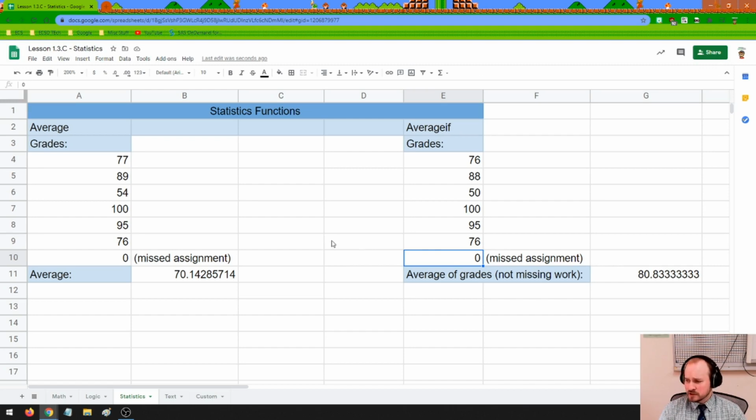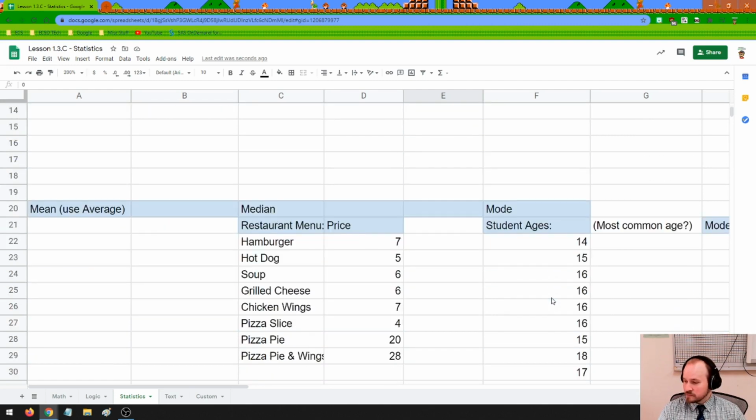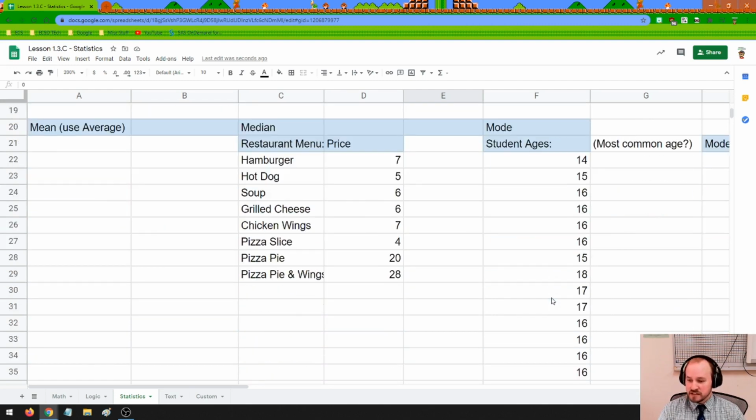All right, so that's the first piece, just looking at the average and the average if. It's a pretty cool way to make up our rules as we go along in the average if, and average is just a super useful tool. So next we're going to scroll down a little bit, and we're going to be looking at the mean, median, and mode. You may notice that when I say mean, we're just going to use the average. Those words are pretty much the same thing, so we don't really even need to focus on those.